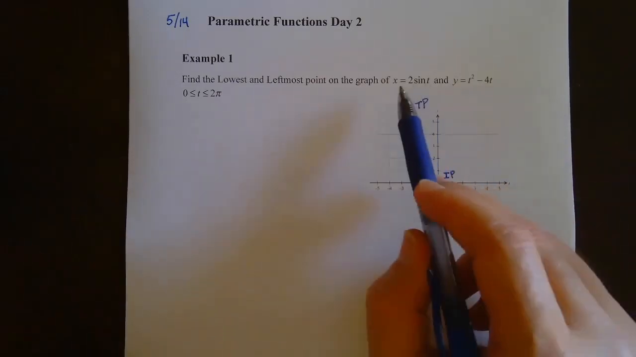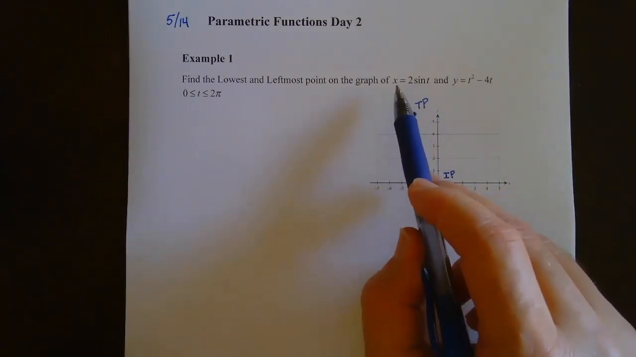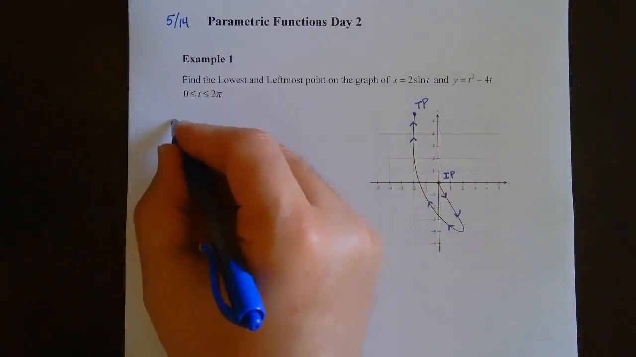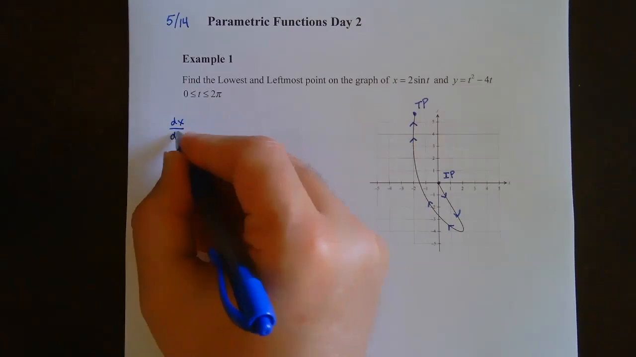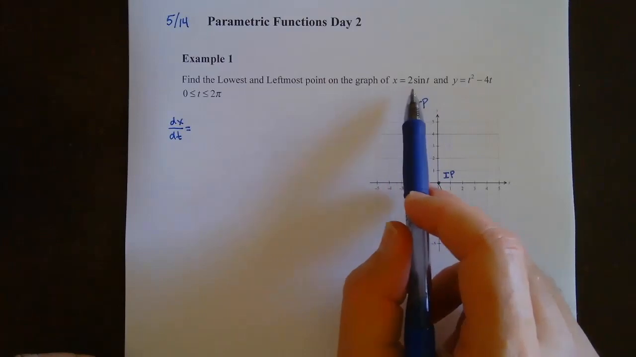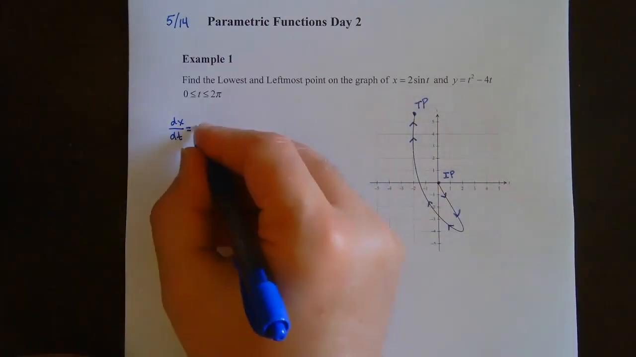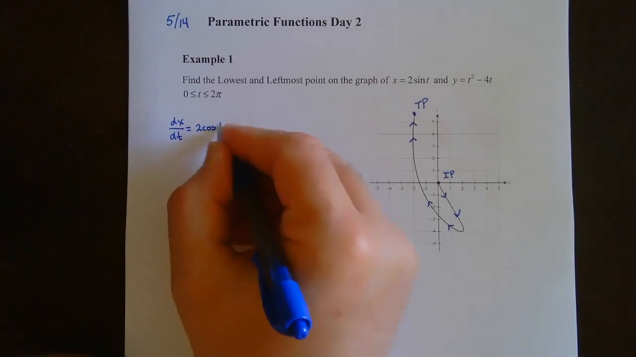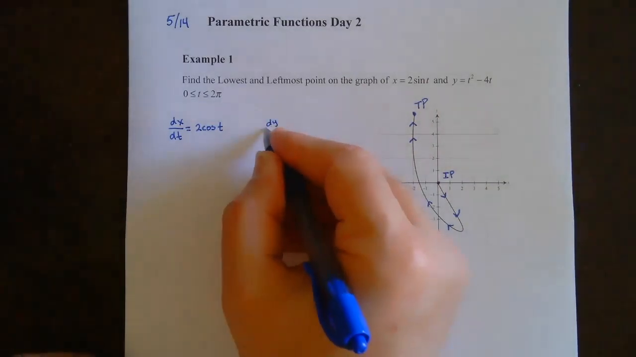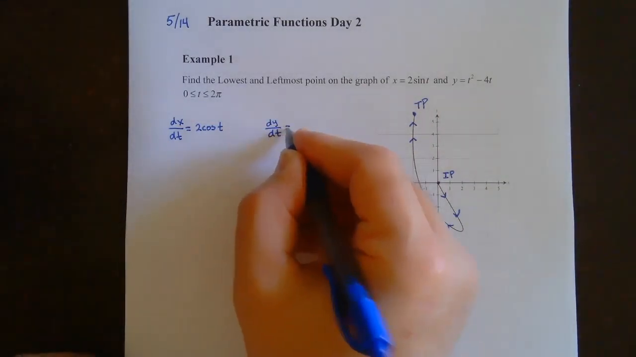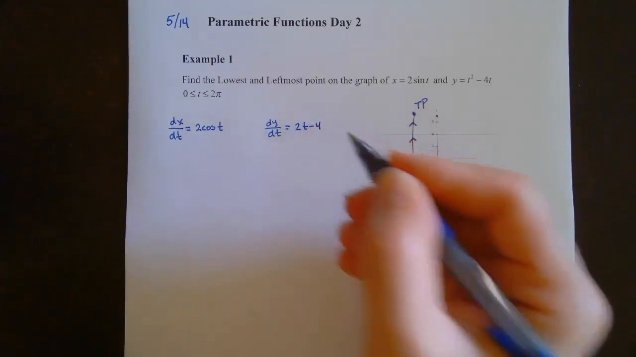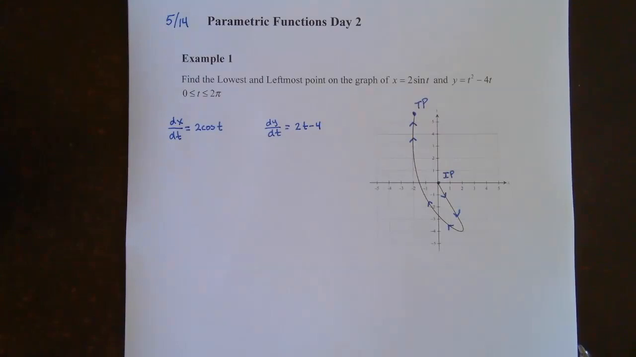Okay, so we know it's going to be furthest to the left. Okay, well, actually, let's just find the derivatives of these. Okay, so dx over dt, so x is 2 sine t, so dx over dt would be 2 cosine t. Okay, and then y is t squared minus 4t, so dy over dt, okay, would be 2t minus 4. Okay, so let's do this first.